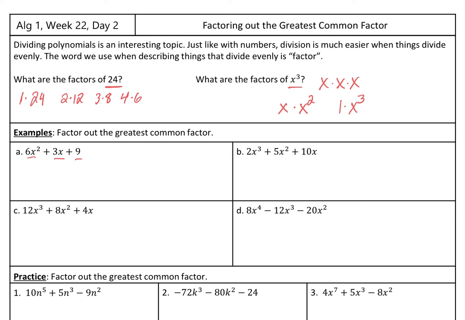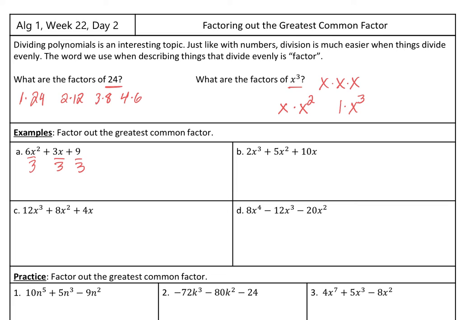One, is there a number that I can divide each one of these by? And then I'm also going to ask myself, do they all have an x, or do they all have a certain number of x's? Because if they all have an x, then they have that in common. They don't all have an x, but they do all seem to be divisible by 3. So that is our greatest common factor.